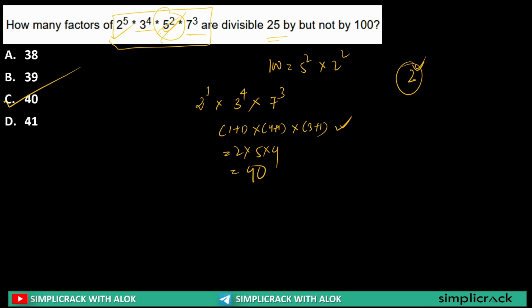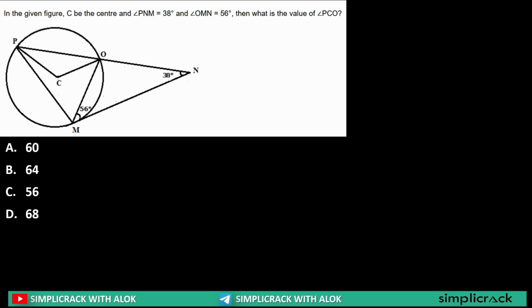This is the formula for it. In the given figure, C is the center, C be the center, angle PMN is equal to 38 degree, OMN is equal to 56 degree. Okay. Then find the value of PCO.